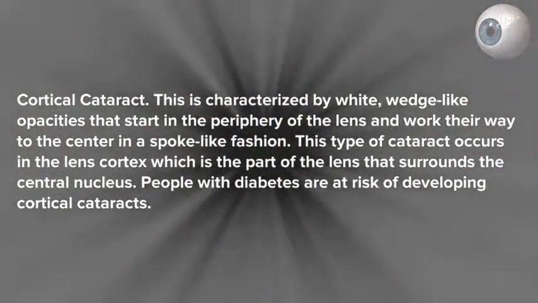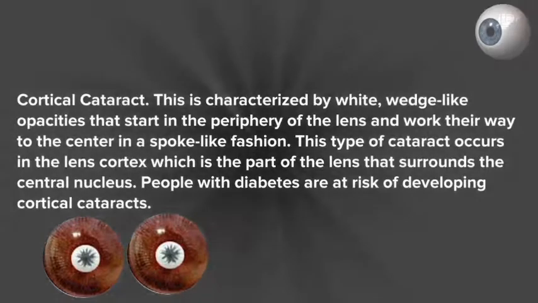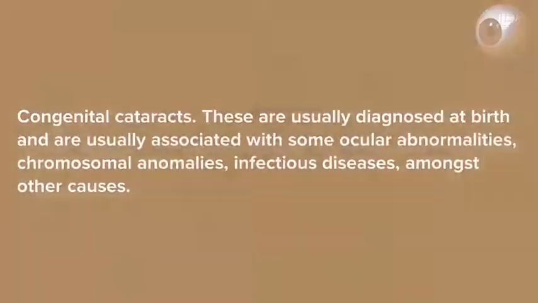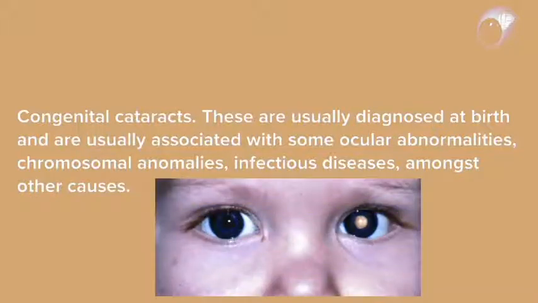Cortical cataract. This is characterized by white, wedge-like opacities that start in the periphery of the lens and work their way to the center in a spoke-like fashion. This type of cataract occurs in the lens cortex, which is the part of the lens that surrounds the central nucleus. People with diabetes are at risk of developing cortical cataracts. Congenital cataracts. These are usually diagnosed at birth and are usually associated with some ocular abnormalities, chromosomal anomalies, infectious diseases, amongst other causes.